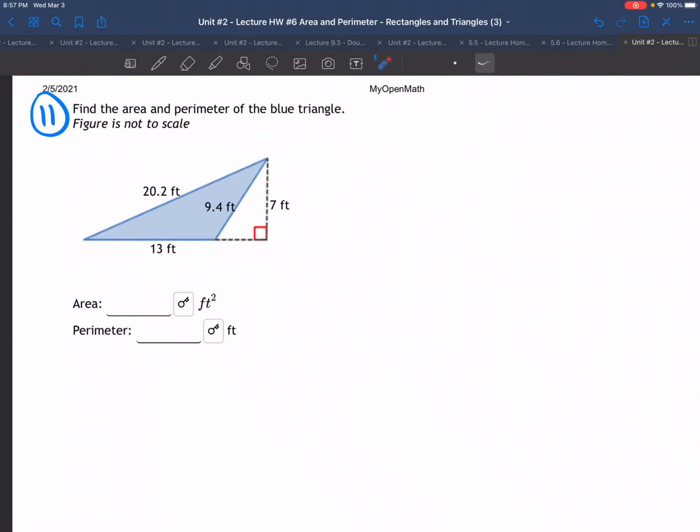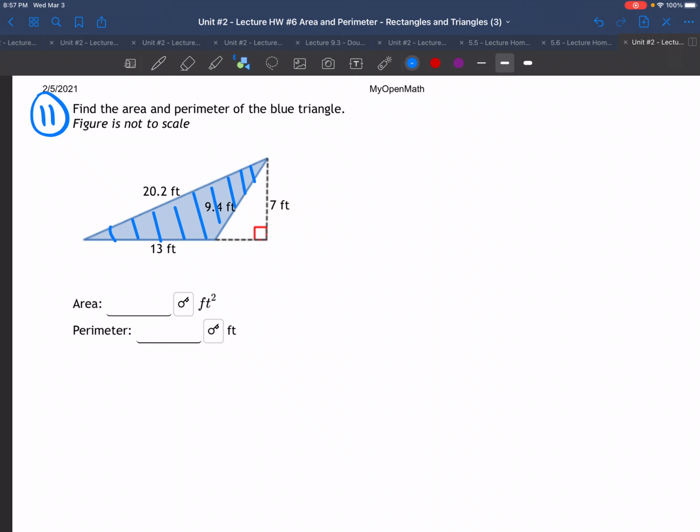In this example, they want us to find the area and the perimeter of the blue triangle. It's a little confusing because we have this blue triangle here, and then we have this extra stuff, and it can be a little confusing. What are we supposed to do here? Let me be clear. It's the blue triangle that we want to find the area and perimeter for.